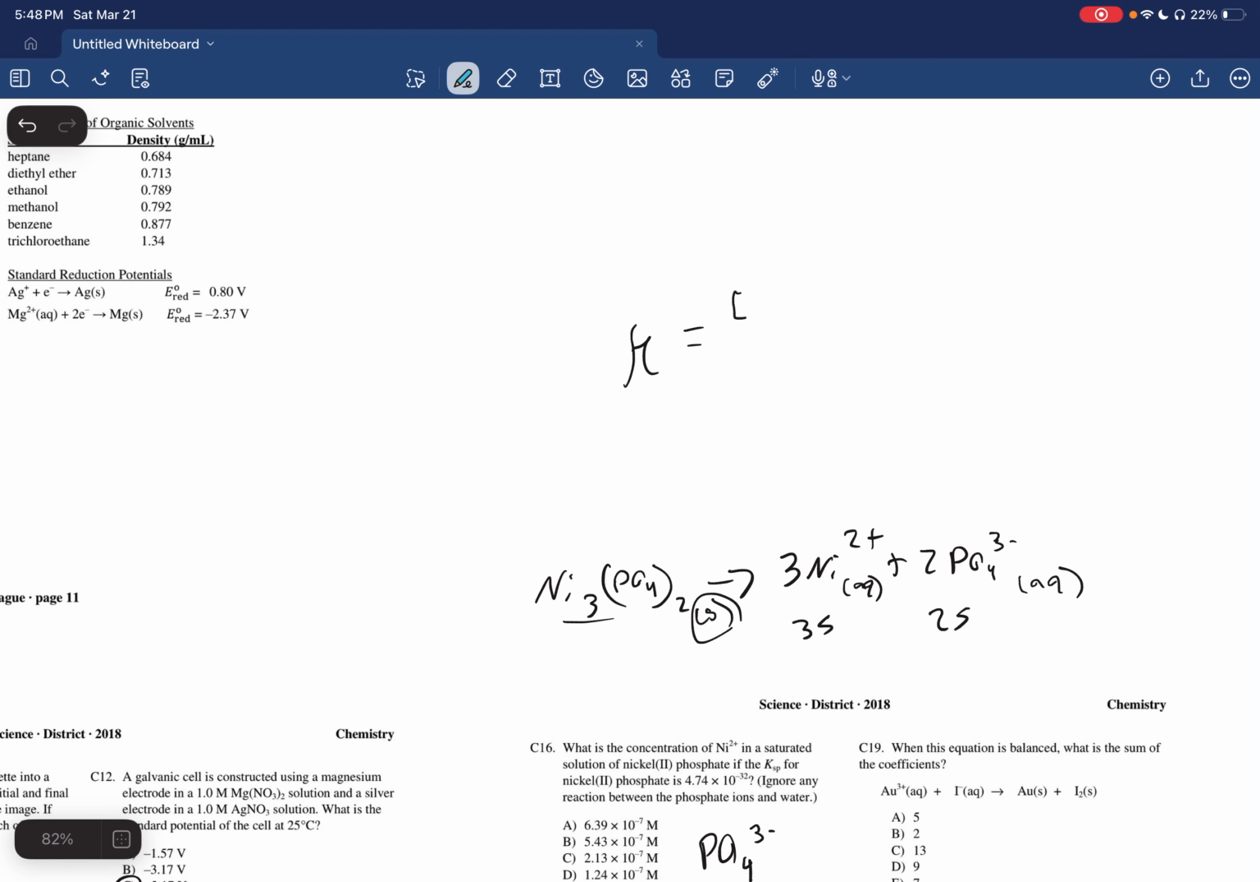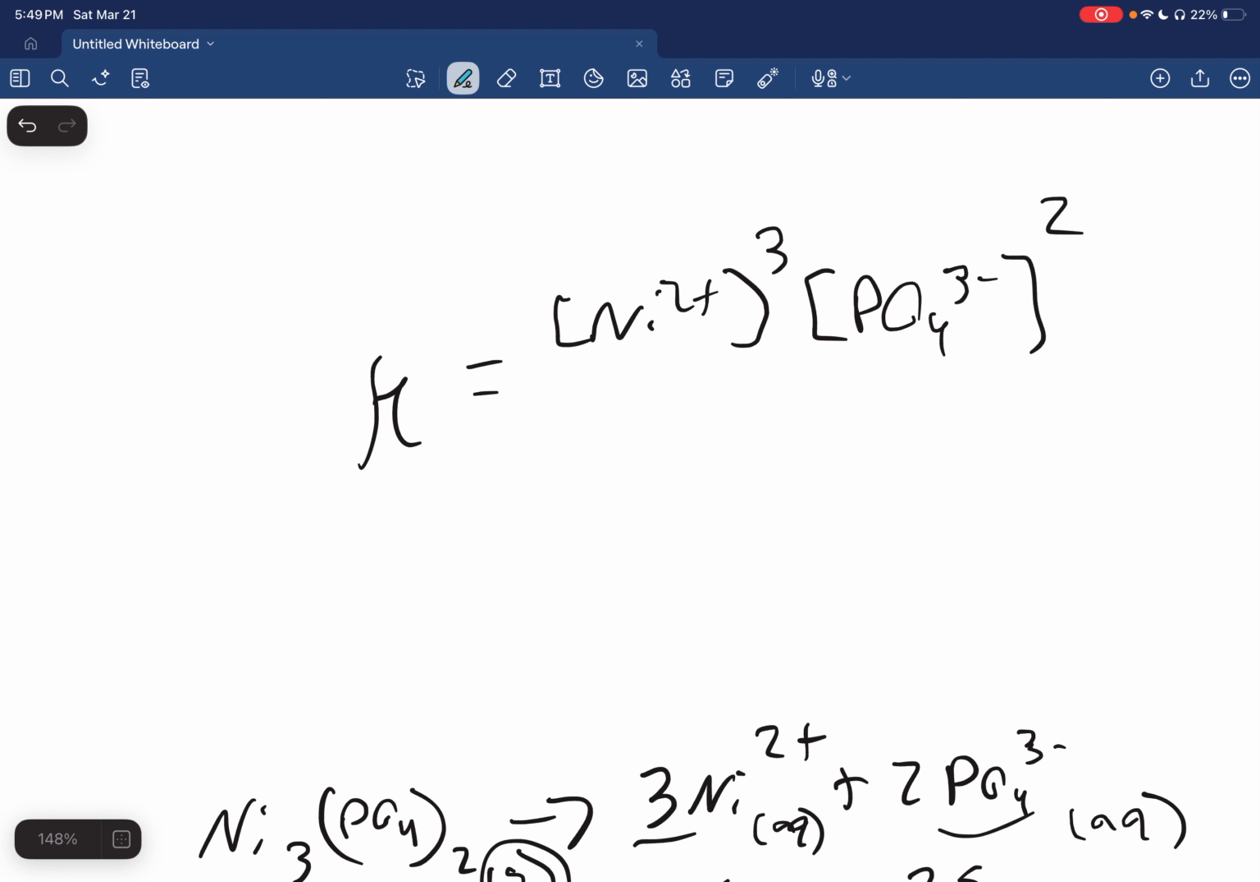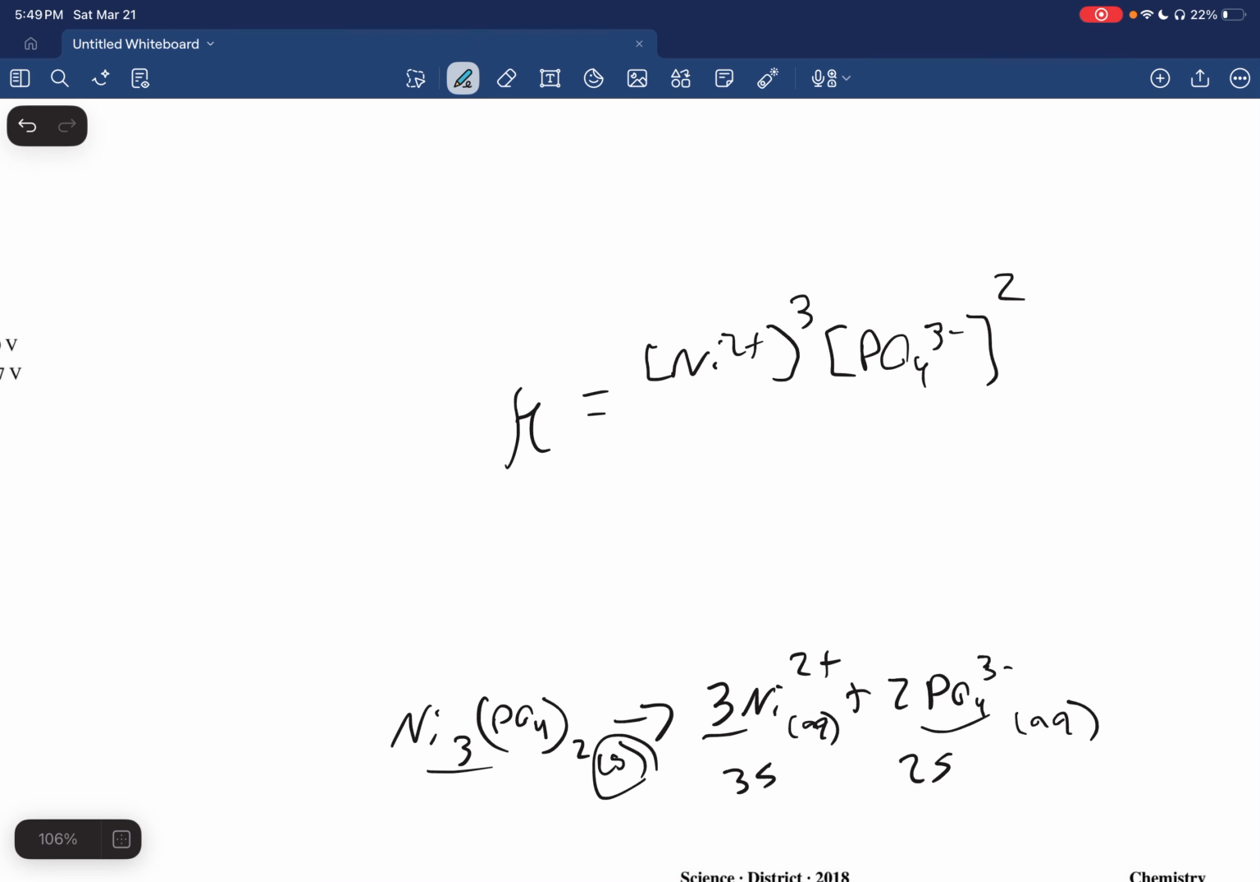So we'll have our concentration of nickel 2+, but remember it has a coefficient of 3, so we have to cube it, times our concentration of phosphate, PO4 3-, but remember we have to square it because it has a coefficient of 2. So this is what our Ksp is going to equal.